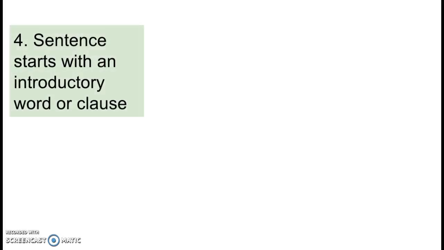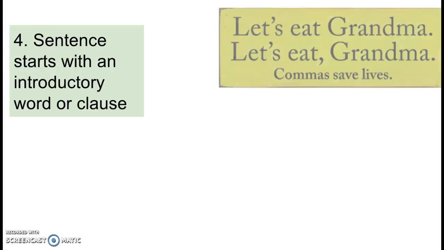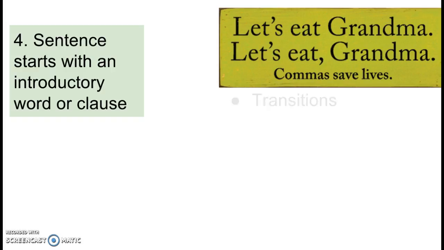So rule 4, and you're going to want to pause this video and write these down, and I also want you to come up with your own original examples, just like we did yesterday, after the rule. So I'll give you an example within this screencast, but you should come up with your own, and we'll share these out after this. Number 4, if a sentence starts with an introductory word or clause, you're going to need a comma after it. For example, let's eat grandma. Well, without a comma, it just says literally let's eat grandma, which is weird. Cannibalism? No. So you need a comma. Let's eat grandma. Comma save lives.